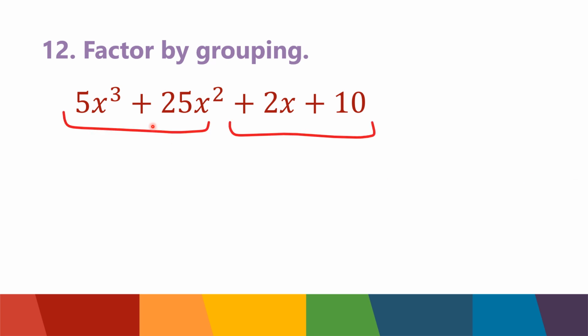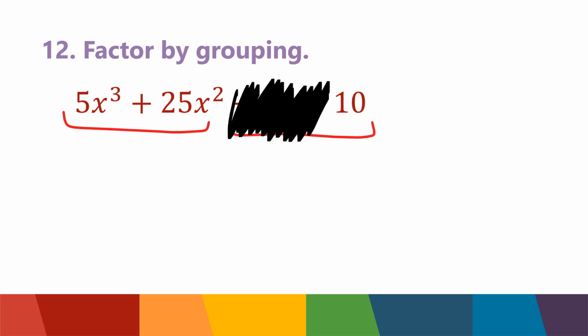So I'm just doing first group. The first 2 is my first group. Second group is my second 2. All right, so first group, second group. Right now, I am going to factor out the greatest common factor from the first group. And while I do that, I am just ignoring this stuff over here. So just pretend like that doesn't exist. All right, just look at the first group.